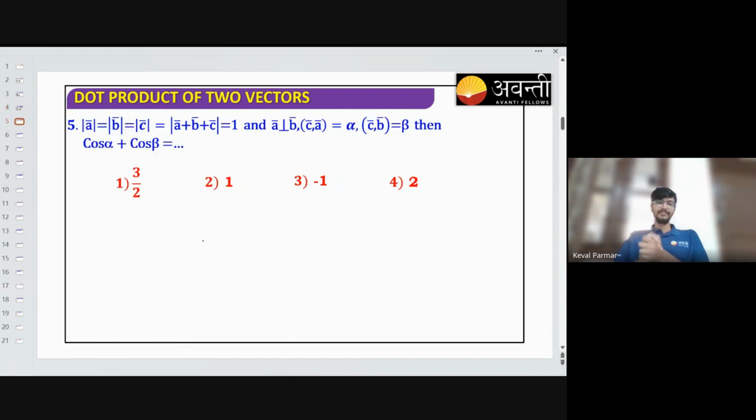Okay, this is a very good question on dot product. I'll give you again 1 minute to solve and then I'll start solving. Till then, I'll drink some water. Let's start.